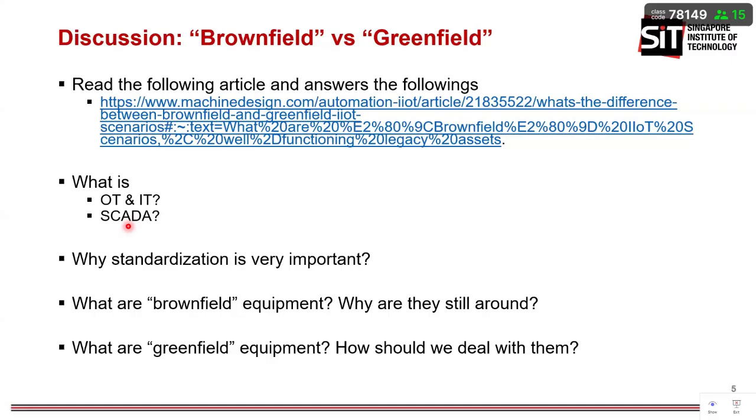So what is SCADA? SCADA is supervisory control and data acquisition. Supervisory control and data acquisition. We talk about data acquisition first. Data acquisition is what you have been looking into for the past 4 weeks on the use of embedded systems to do some sensing. And in this week's lab, you get to see how you can acquire sensor data.